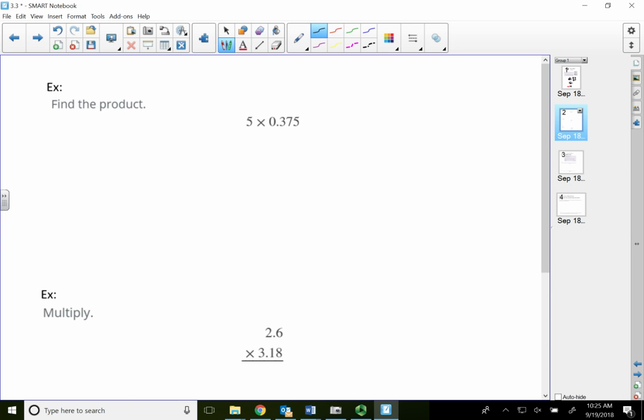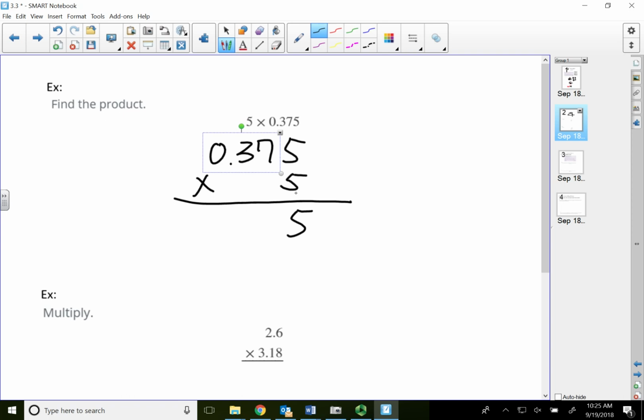All right. I'm going to put my 0.375 on top, multiplied by a single digit 5. So let's multiply this vertically. 5 times 5 is 25, carry 2 on our finger. 5 times 7 is 35 plus 2 is 37. Carry 3 now. 5 times 3 is 15. 15 plus 3 on our finger is 18.